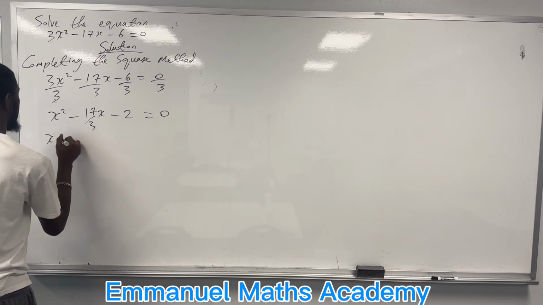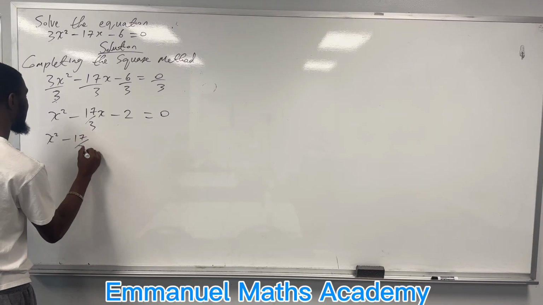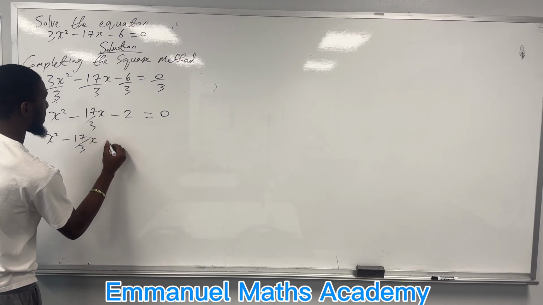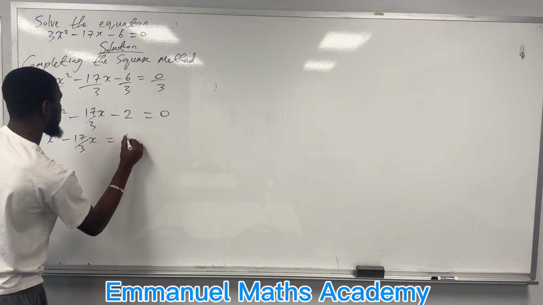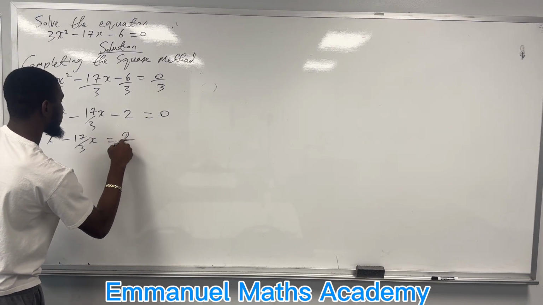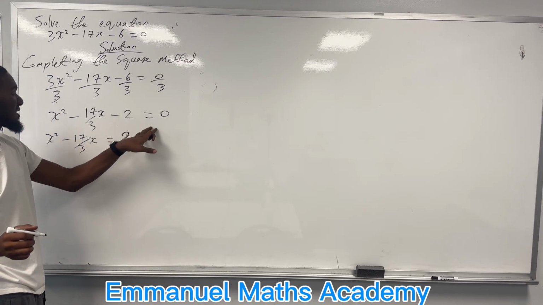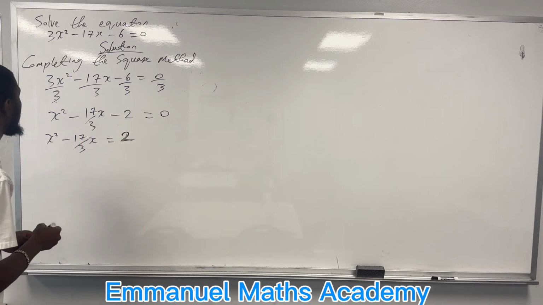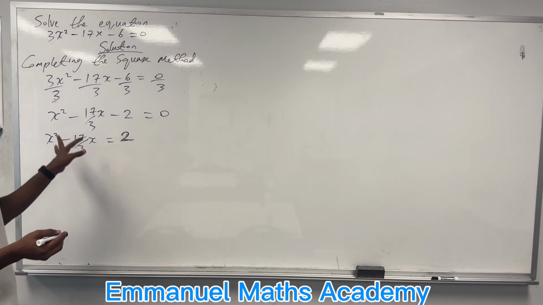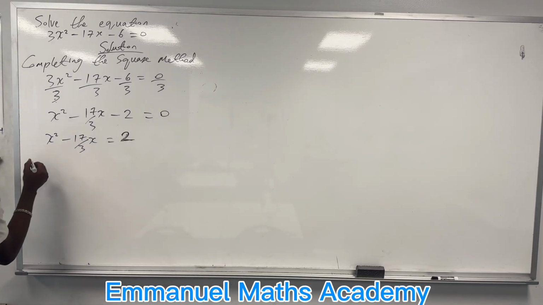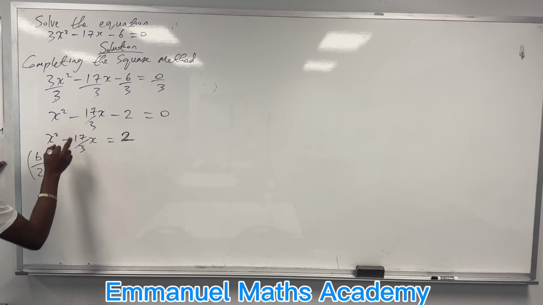So you bring down this 2 to this side, you have x squared minus 17 over 3x equal to 2. This will be equal to 2 now because when this sign comes to this side, it changes to addition. You take half of b, you square it and add it to both sides.